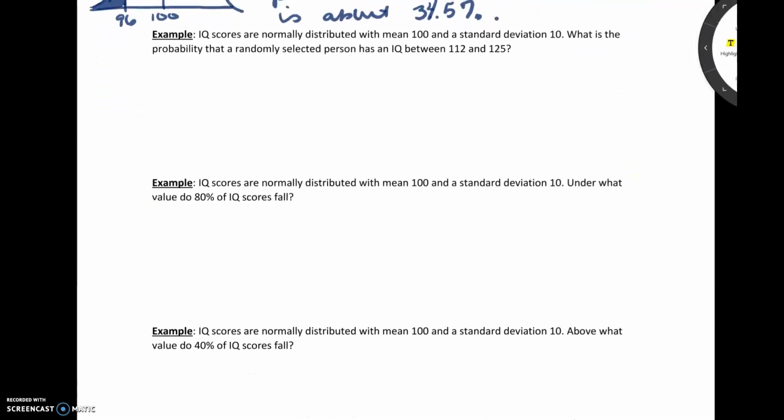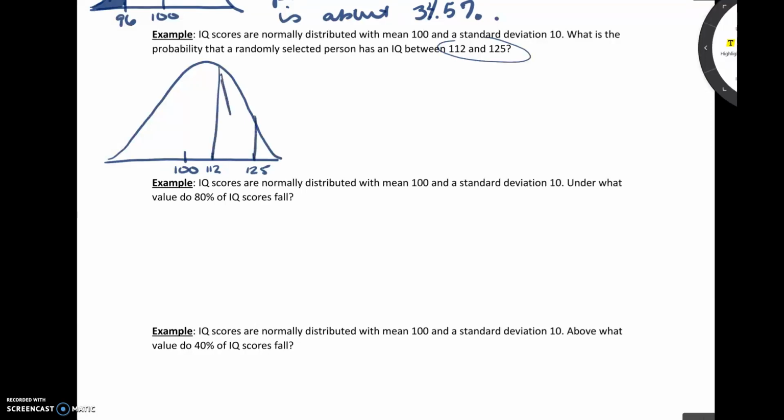Again, we're still working with the IQ scores. We see they're normally distributed with mean 100 and standard deviation of 10. And we want the probability that a randomly selected person has an IQ between 112 and 125. So let's draw our picture. Again, we know the IQ scores are centered at 100. Now I've got two values I'm interested in. Notice that they are both above 100. So I've got 112 and 125. And then I'm interested in the area between those two.